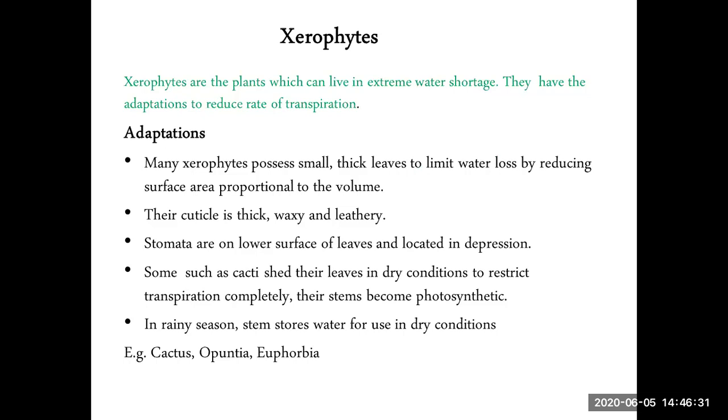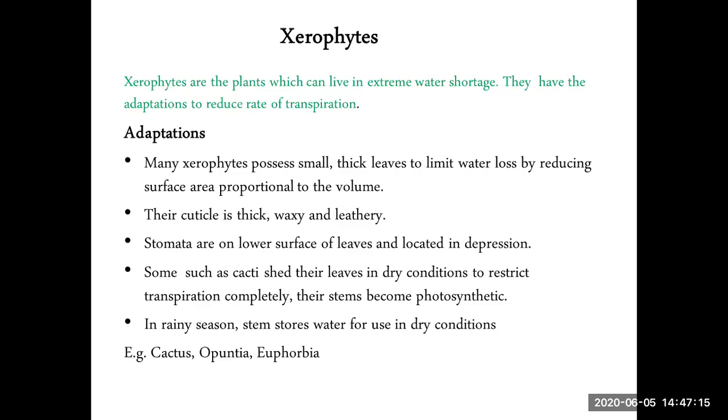Then the third category, xerophytes. Xerophytes are the plants which live in extreme dry condition, which can live in extreme water shortage. They face the problem of dehydration. So they must have the adaptation to reduce rate of transpiration. Xerophytes must have the adaptation to reduce the loss of water.